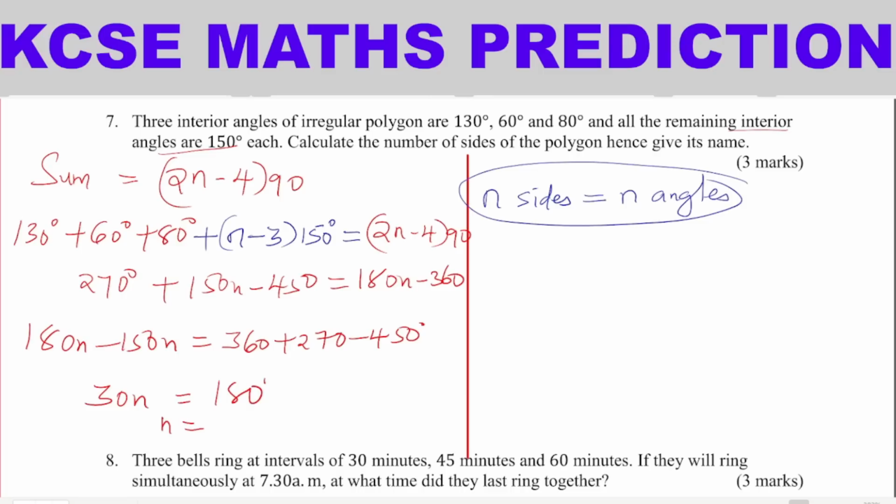So n, therefore, will be 180 divided by 30, and this n will give 6. So n is the number of sides, which I said is also the number of angles. If you have 6 sides, that means we have 6 angles. And which polygon has 6 sides? It is referred to as a hexagon. So that is how we're supposed to solve that question.